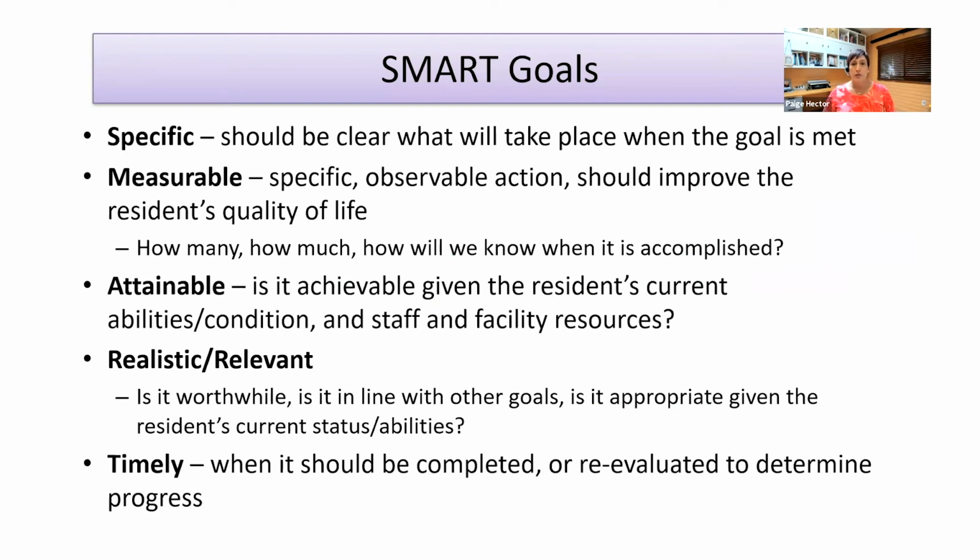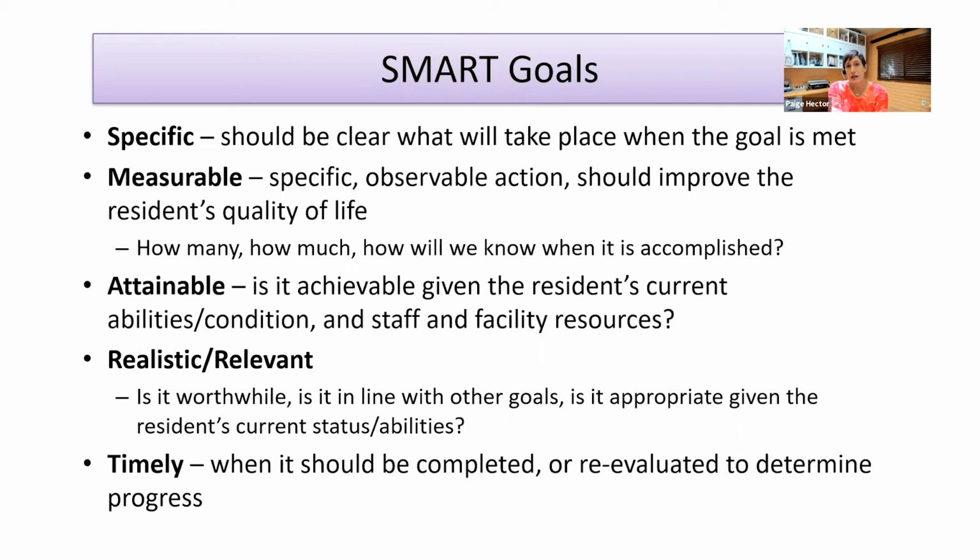A goal, you're probably familiar with the SMART acronym for developing goals. So the goal should be specific, be very clear what should take place when the goal is met. So what would I be seeing or hearing that the resident would be doing? They're measurable. How much, how many, how will we know when it's accomplished? They're attainable. In other words, they're something that the resident can achieve within their current abilities and their current strengths. They're realistic and relevant, that it's worthwhile, it's relevant to the individual, that it actually impacts them in a way that they are in agreement with, and that it's timely.